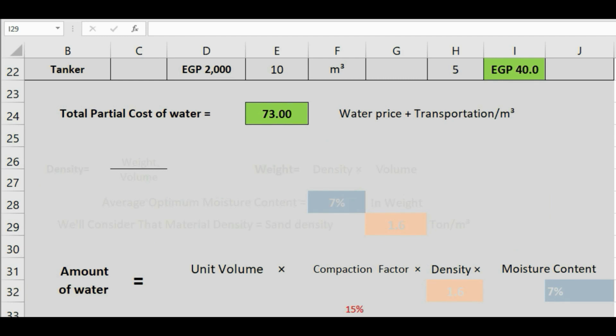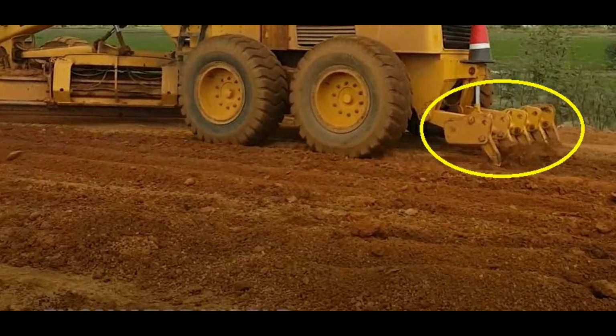Let us calculate the cost of water content in the subgrade layer. But we need first to ask a question. Do we have a layer here in this excavation item? In fact, we don't. But a layer will be automatically generated when the grader starts to scarify the bottom of the subgrade surface for 15 centimeter depth, or according to the specification.